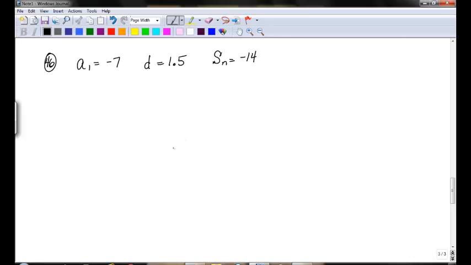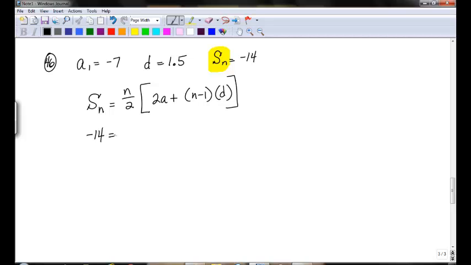This is a clue which formula you have to use. Did they give you the last term? No. So that forces you into the second sum formula. S sub n equals n over 2 times the quantity 2a plus n minus 1 times d. They told us what S sub n is, it's a negative 14, so S sub n right below. And what we're figuring on this, find n.